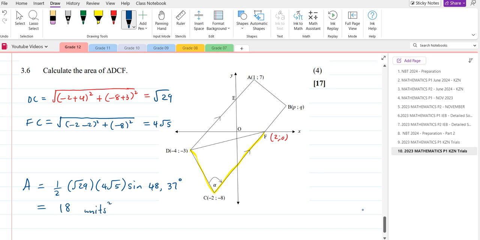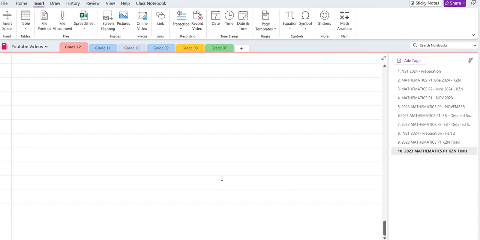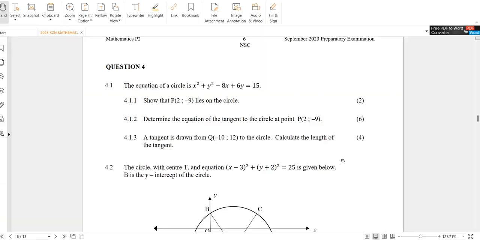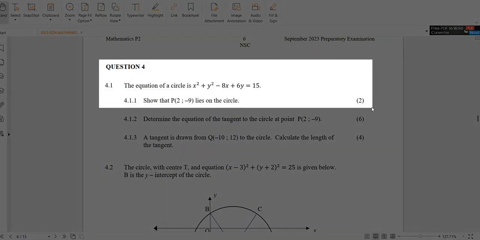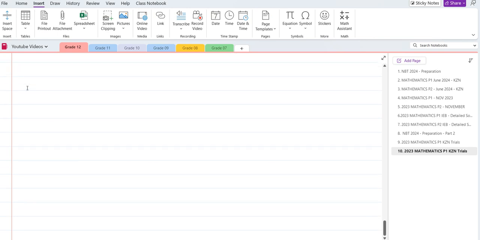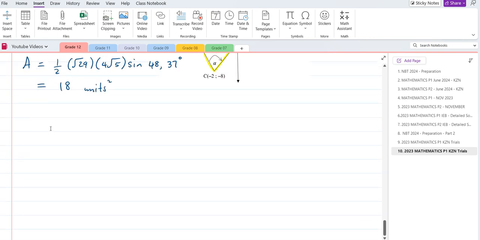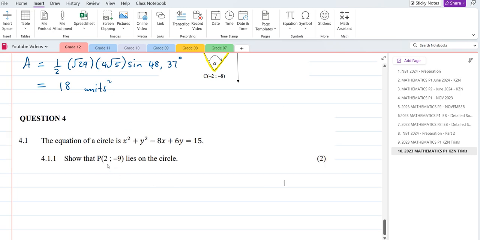Right, so I hope you guys understood that. Now moving on to the next question, question number 4. Right, so we have circle geometry here. First question, show that P lies on the circle. So the equation of the circle is given, right? Now because the equation of the circle is given, we want to show that P lies on the circle.